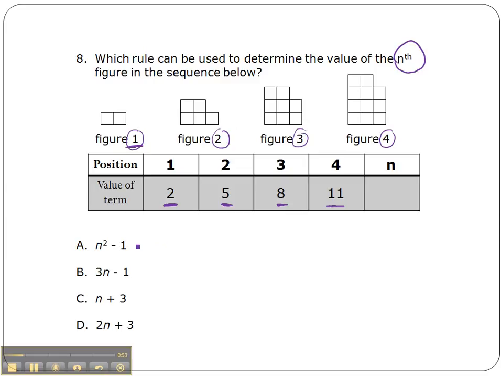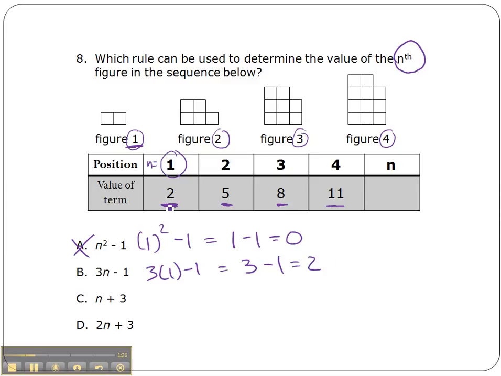So let's see, the best way to do this would be to take n equals 1 and try it in each one of these. If n equals 1, 1 squared minus 1 equals 1 squared is 1 times 1, so that's 1 minus 1 equals 0. And that term does not equal 0, so let's cross that one out. 3n, 3 times 1 minus 1 equals 3 times 1 is 3 minus 1 equals 2. So it works for n equals 1.